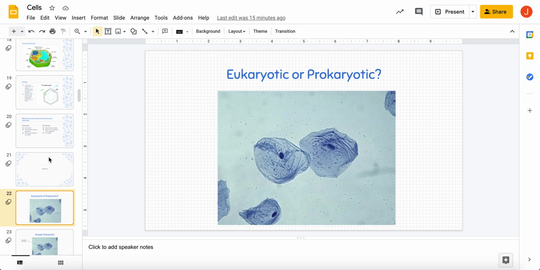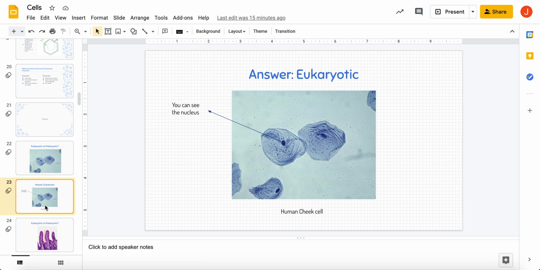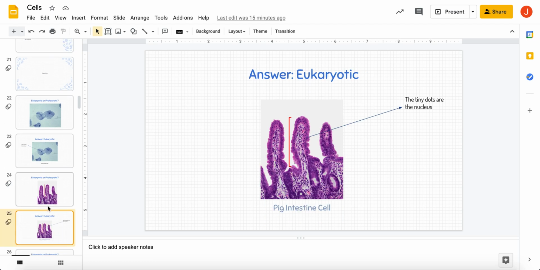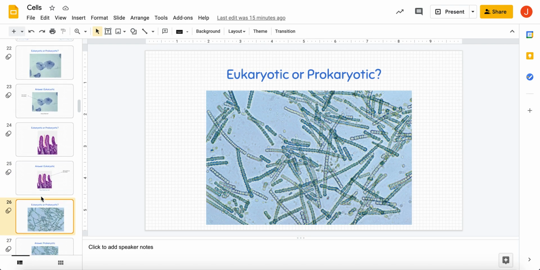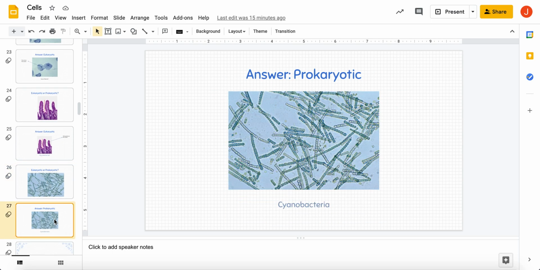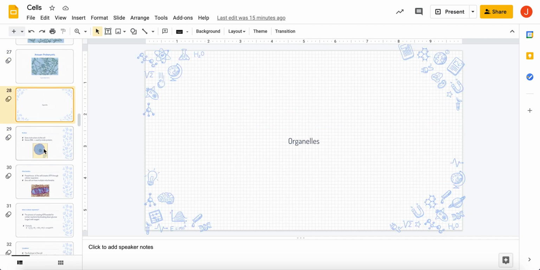This is a short quiz that I prepared. Is this a eukaryotic cell or a prokaryotic cell? The answer is that this is a eukaryotic cell because, as you can see, there is a big dot inside the cell which represents a nucleus. Try this question as well. This is actually a eukaryotic cell because, as you can see, there are many different dots inside the cell. Finally, is this a eukaryotic cell or a prokaryotic cell? The answer is that it is a prokaryotic cell because, as you can see, there are no dots inside the cell.